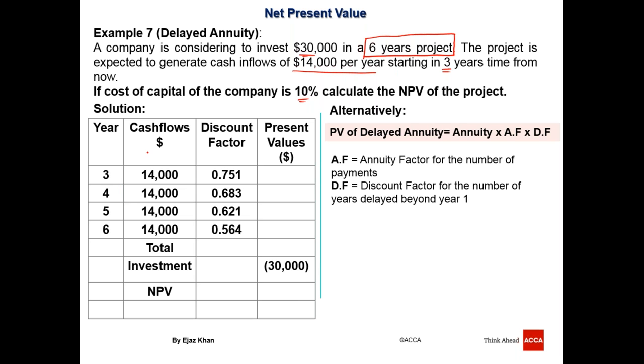Since it starts from year three, I haven't written year one and year two. There is no point of writing it if we don't have any cash flow in those 2 years. So from year three onwards, and it will end at the sixth year. So 10%. We have to pick the discount factor for year three, which is 0.75, and then 0.683, then 0.621, 0.654.